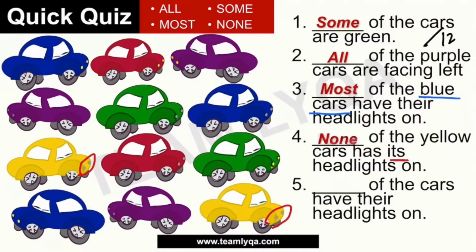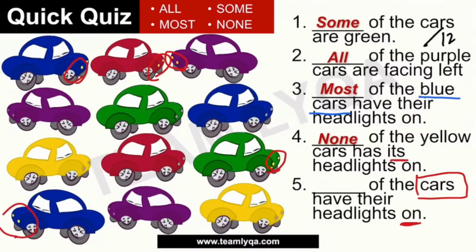Next, number 5, blank of the cars have their headlights on. So ito, of the cars na ibig sabihin lahat na ng kotse na pinag-uusapan, ilan sa kanila ang naka-on ang headlight? You have 1, 2, 3, 4, and 5. Wala na bang iba? Yan, wala na. So ibig sabihin nun, 5 out of 12 ang nakabukas ang headlights. Ang hindi nakabukas ang headlights ay 7 out of 12. Mas konti yung 5 kaysa sa 7. So, ibig sabihin natin na pwede sabihin na most, ang gagamitin natin ay some. Some of the cars have their headlights on.